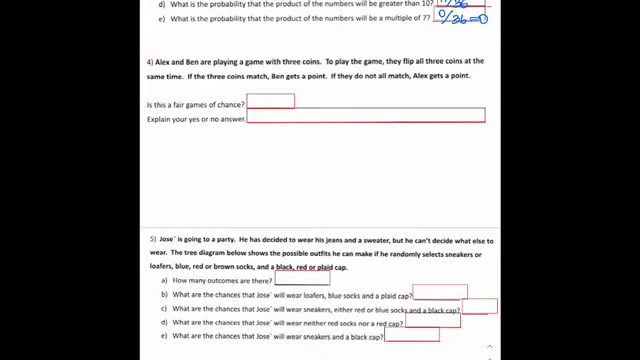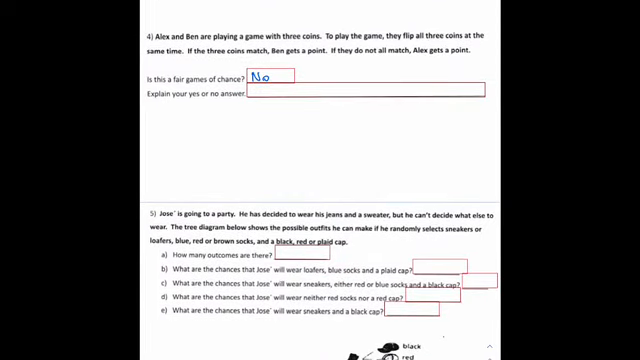Alex and Ben are playing a game with 3 coins. To play the game, they flip all 3 coins at the same time. If the 3 coins match, Ben gets a point. If they do not all match, Alex gets a point. What do you think? Is this a fair game of chance? Yes, you're right. It is no. Before we explain our yes or no, let's create a tree diagram and look at why we wanted to say no.